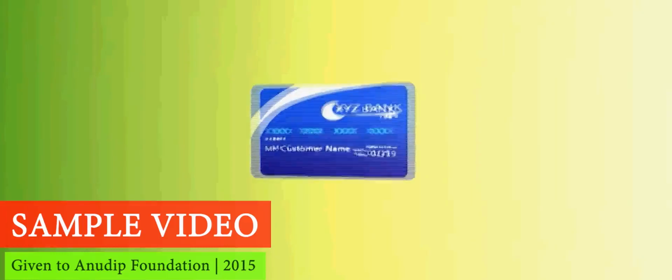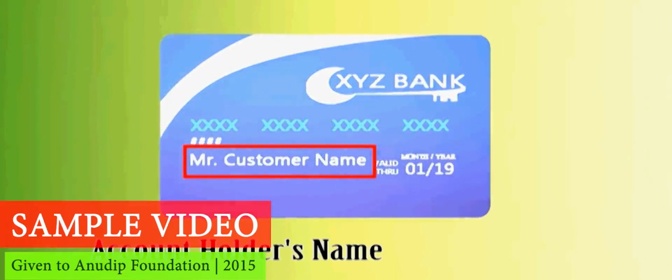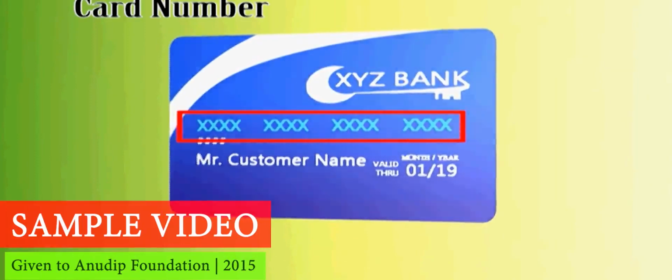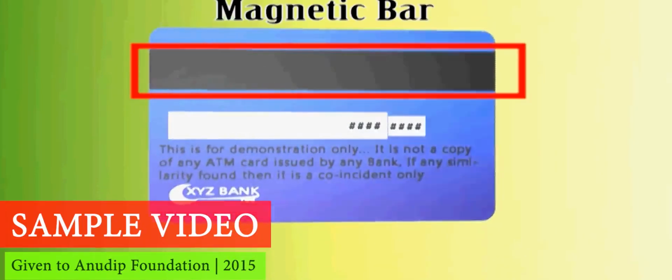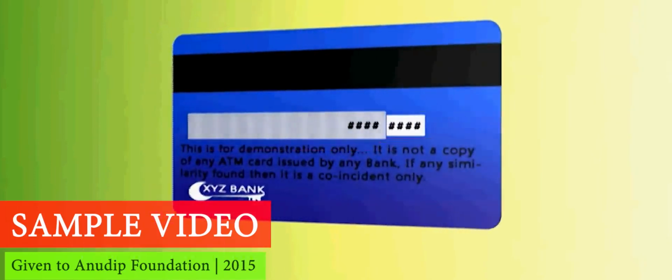Every ATM card has the account holder's name, ATM card number and validity details. The backside of the ATM card has a magnetic bar, authorized signature and verification number.